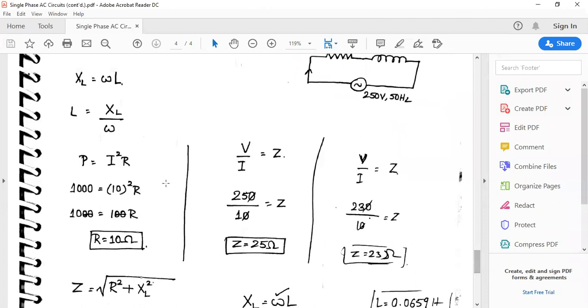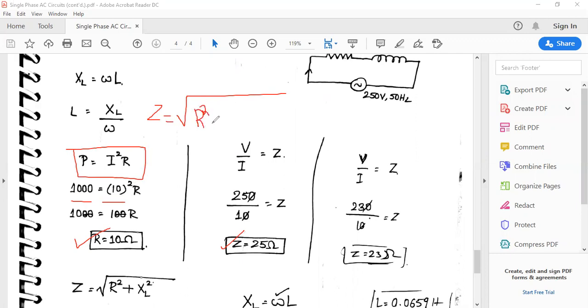Moving on to the next one. The power dissipated is P equal to I squared R. So P is 1000, I is 10, squared is 100, so you will get the value of the resistance as 10 ohm. If you know Z and R, you can calculate Z as root of R squared plus, since it is an inductive circuit, XL squared. So you can find out XL from this.